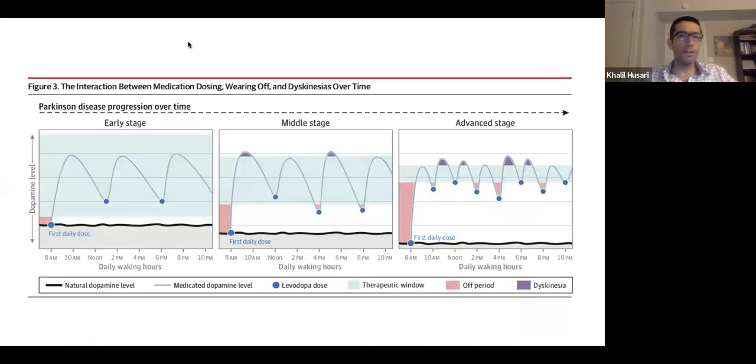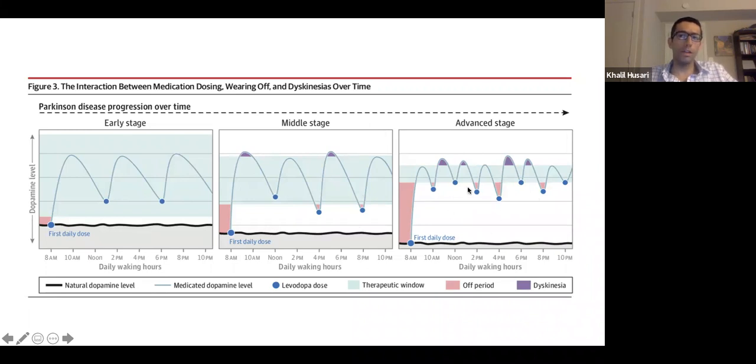Let's have this nice graph here of the fluctuations. Here is the fluctuation in the dopamine level. This is what the off time, or the off period, is here, okay? Initially, it's very, very minimal, because we start the patient and they don't feel it, because they are still within the therapeutic window. As the disease progresses, they start to dip into these off times, right?